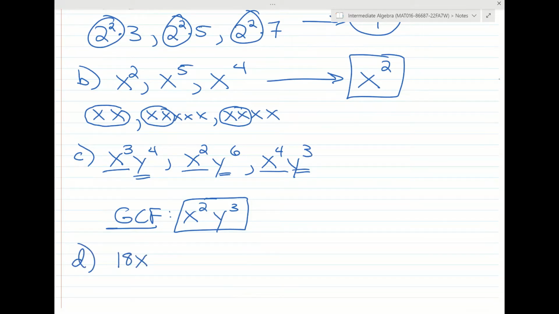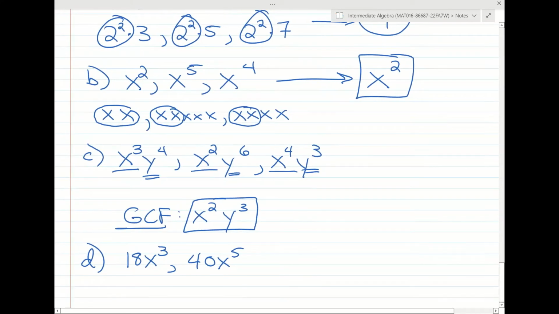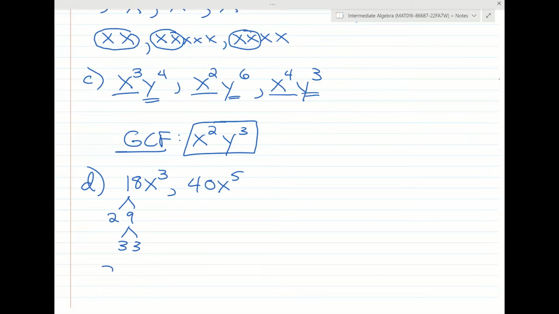Well, let's try 18x to the third and 40x to the fifth. So think about what's the biggest number you can divide into 18 and 40. Well, 18 is the same thing as 2 and 9, 3 and 3. So this is 3 squared times 2. 40 is the same thing as 2 and 20, 2 and 10, 2 and 5. So this would be 2 to the third times 5.